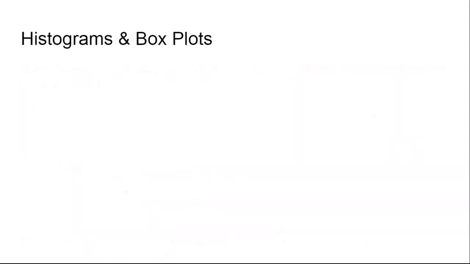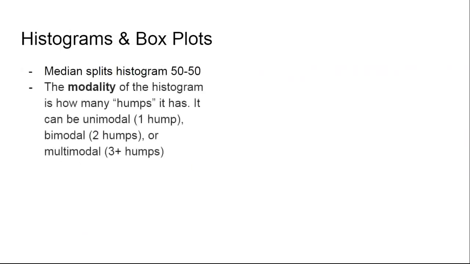A histogram divides data into bins or ranges, and the height of each bin shows how many data points are in each bin. Being the middle value, the median splits a histogram 50-50. The modality of the histogram is how many humps it has. It could be unimodal, bimodal, or multimodal.